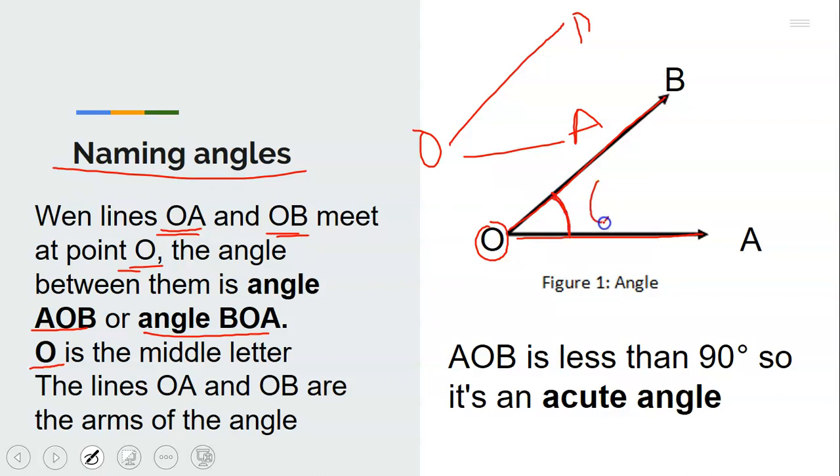Let me use this symbol there, angle theta. You can call it angle BOA or AOB as you have it here. You can see O is common because it's the middle letter where lines OA and OB meet. Now the angle between OB and OA is called theta.